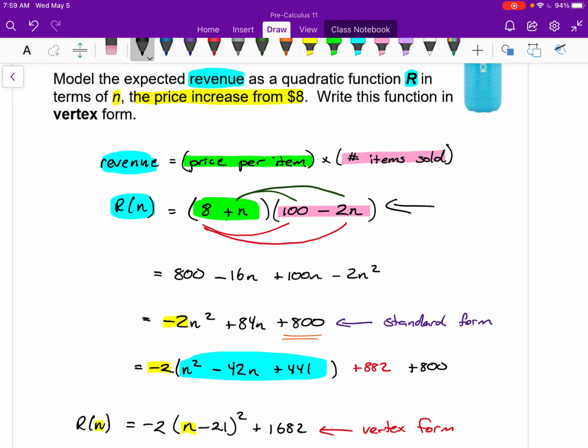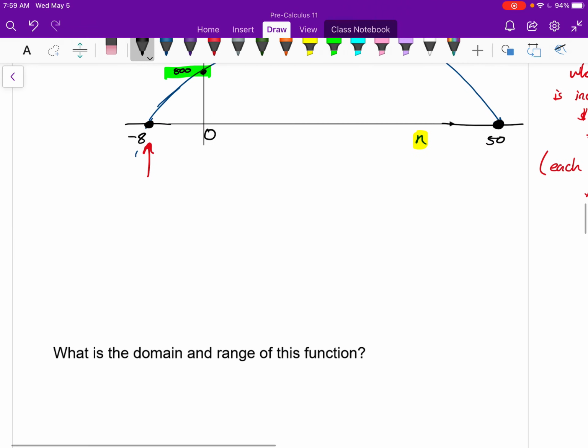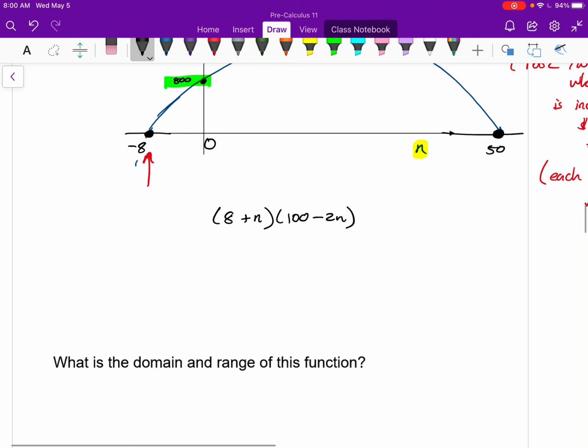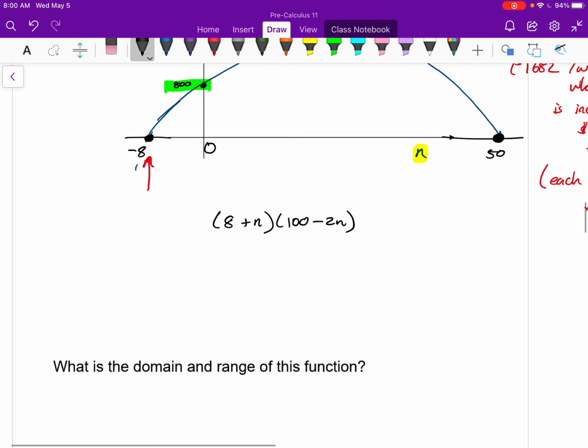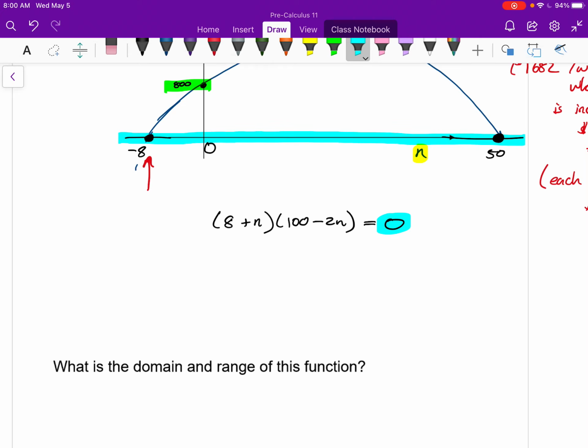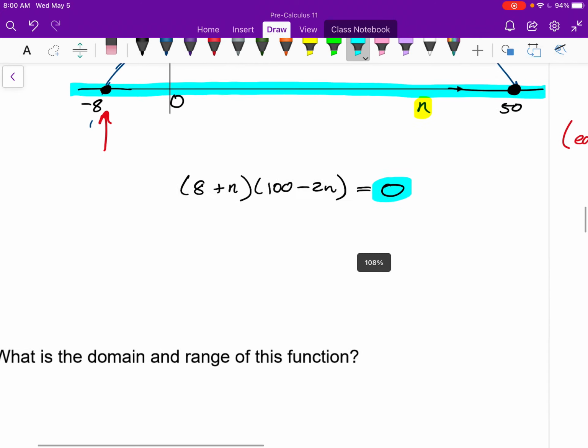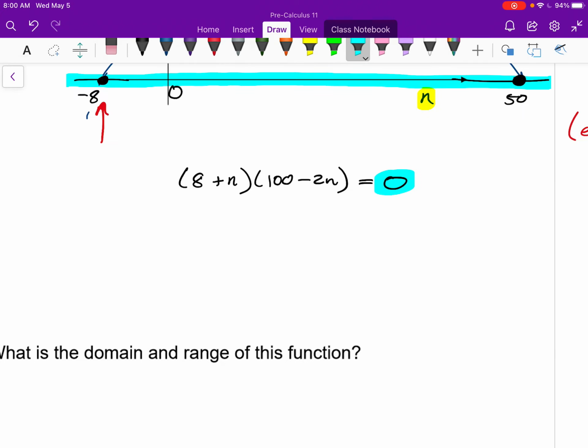And so let me talk about that. Let me write down that equation in, not vertex form, in factored form. The 8 plus n and the 100 minus 2n. If I look at that form of the equation, if I make this equal 0, that'll tell me when the revenue is 0. And that's what this line here represents, when revenue is 0. And we can solve this by looking at a quadratic equation and inspecting the factors, which we've done several times in this course.